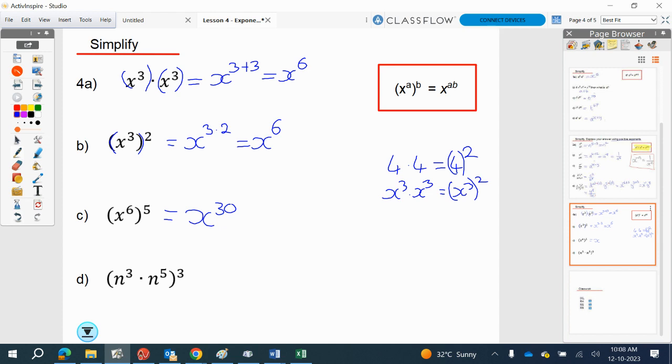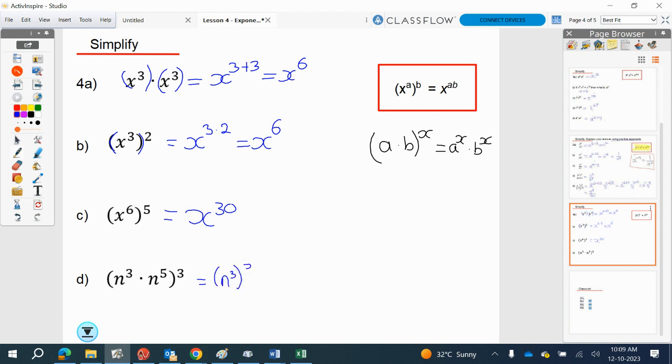Right, the last one. We have another law that we can use a little bit here. If we have a times b to the x, that's a to the x, b to the x. I can apply that rule here on this one to give me n to the 3 to the 3, n to the 5 to the 3. That's going to give me n to the 9 times n to the 15, which is n to the 9 plus 15, which is n to the 24.